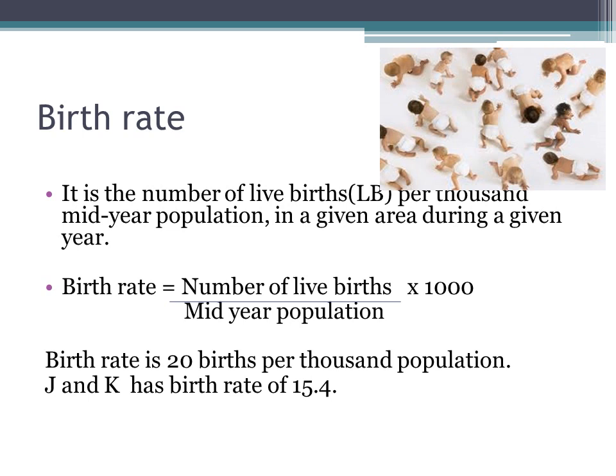Now, what is this mid-year population? Mid-year population is the population of a country as on July 1st each year. July 1st is taken because it gives us the arithmetic mean of the total population in a country or a region throughout the year. Birth rate at present in India is 20 births per thousand population and for J&K the birth rate is 15.4.